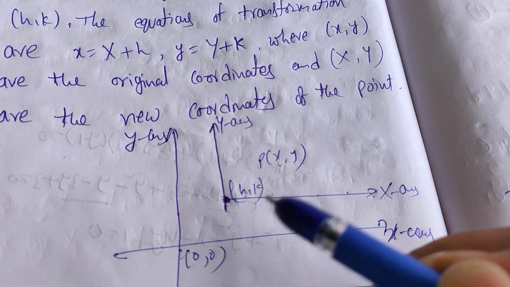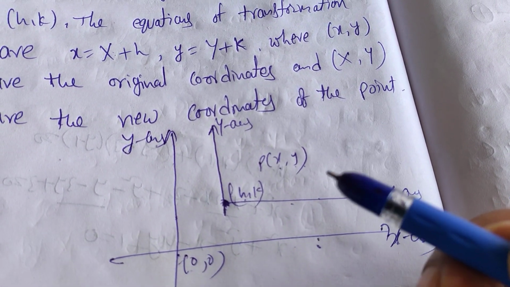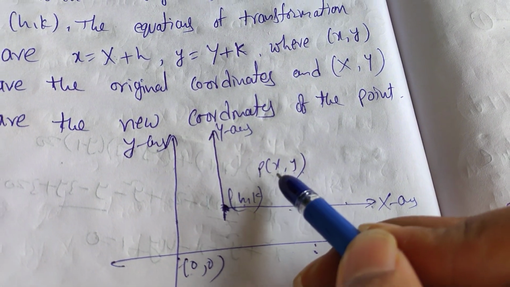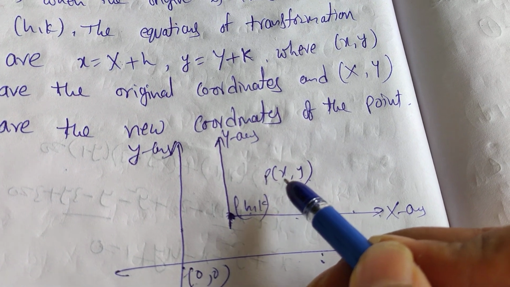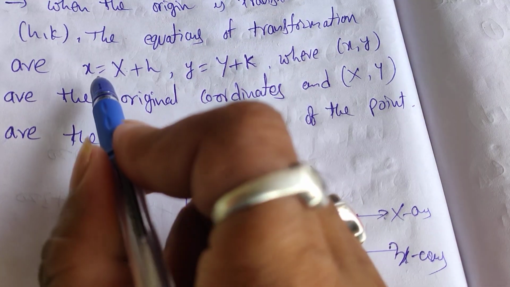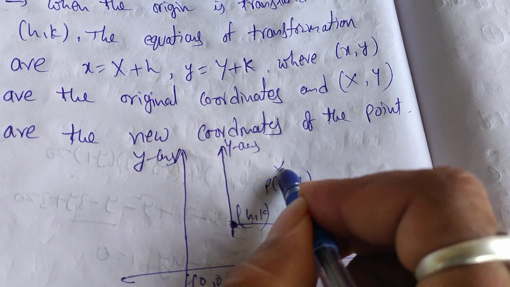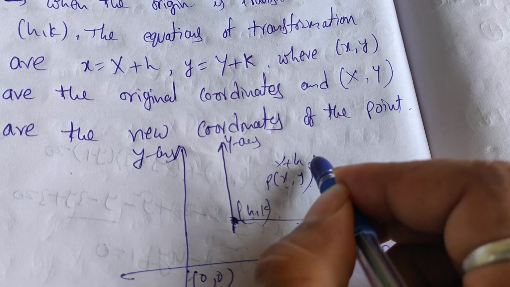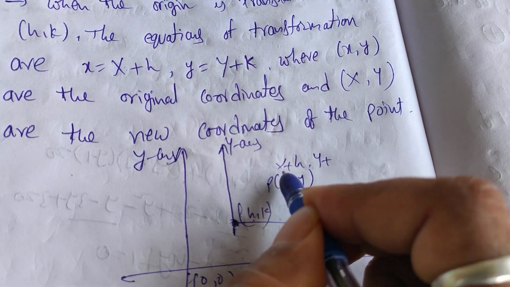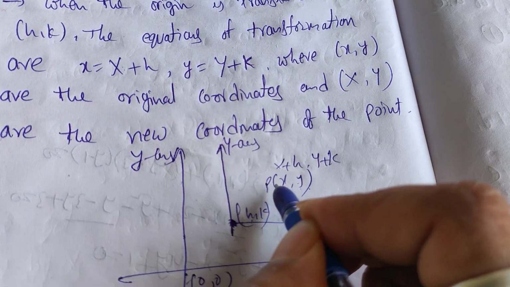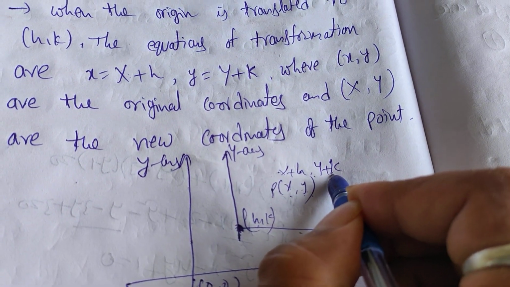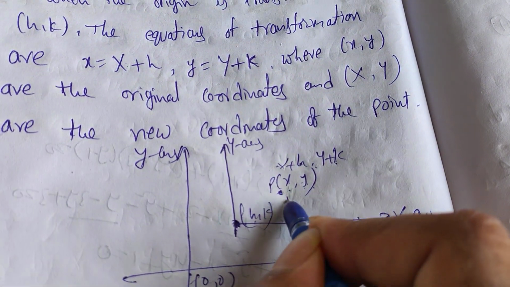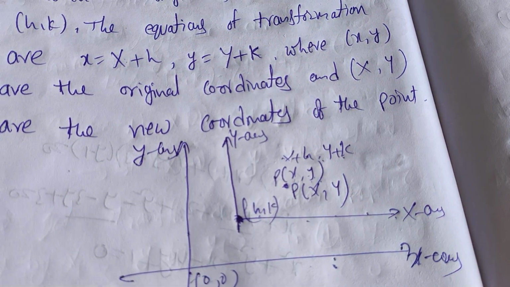Both are the same point, but the coordinates will be different. According to the new axes you may get some other coordinates, so we are going to discuss how to get them. Here, what I have given is x = X + h, y = Y + k. Let us prove x = X + h, y = Y + k. According to the new coordinate axes, the same point P, I am going to take as (X, Y).